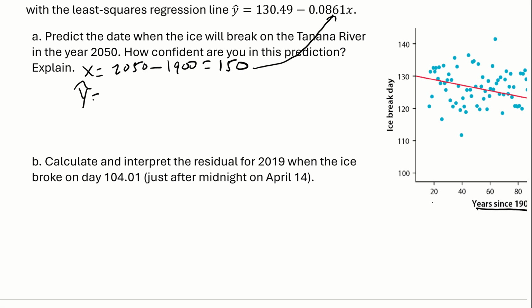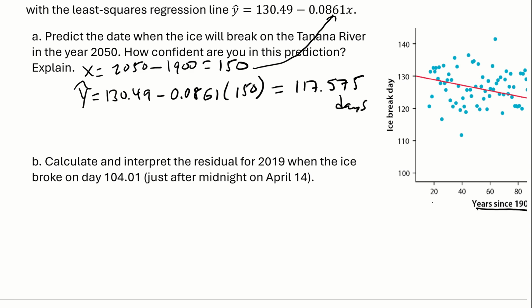So y hat equals 130.49 minus 0.0861 times 150. You just plug that into there and get your answer. So we get 117.575 days. All right, and we're not going to be confident in this. We shouldn't be comfortable. So not a good guess, or not a good prediction.